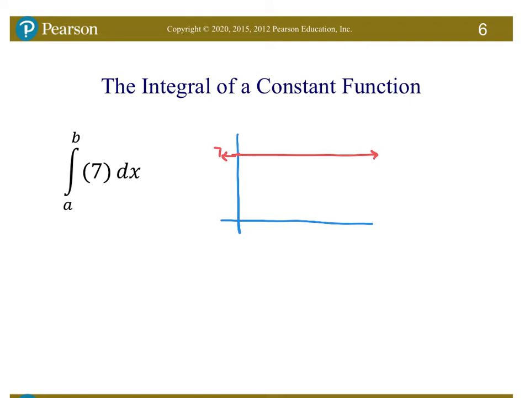Now, does it matter where the a and the b are? Do they have to be on the same side of the x-axis? Well, let's check it out. Let's say that a was negative and b was positive. That would form the area bounded between the curve and the x-axis.